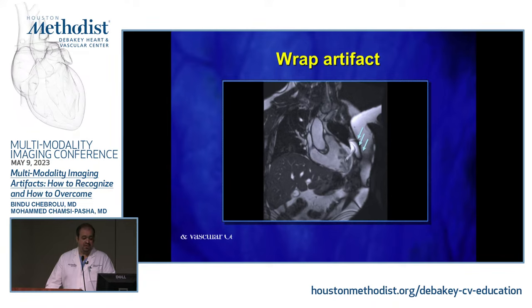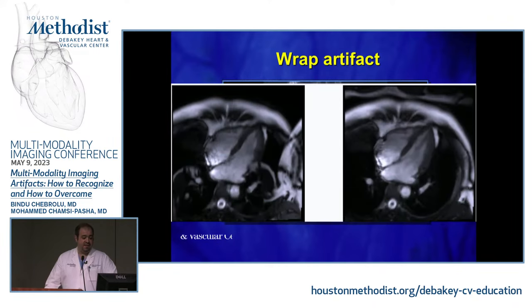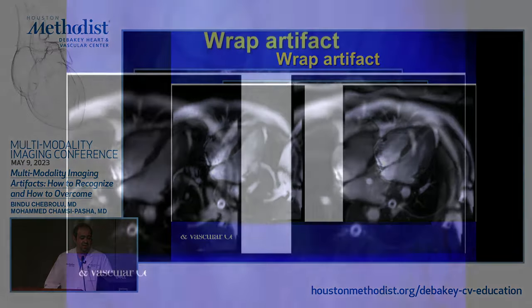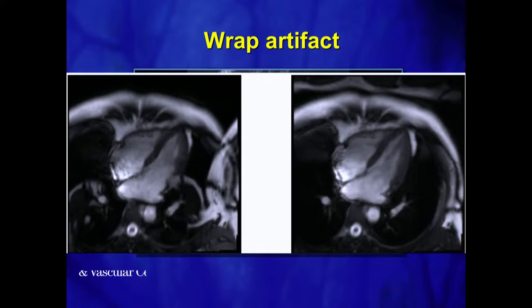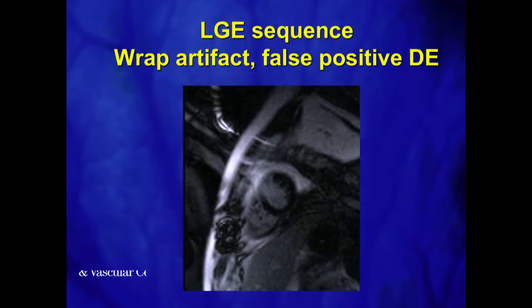You can see here there's a skin fold that's basically starting to grow over the RV outflow tract on this cine image. And exactly what we were talking about, if you phase encode in the shortest dimension, right to left has a wider coverage than if you go anterior to posterior. And here, if you phase encode in the anterior-posterior direction, you actually avoid this wrap artifact that you see over here on the left image, but it completely goes away on the right image without affecting your field of view.